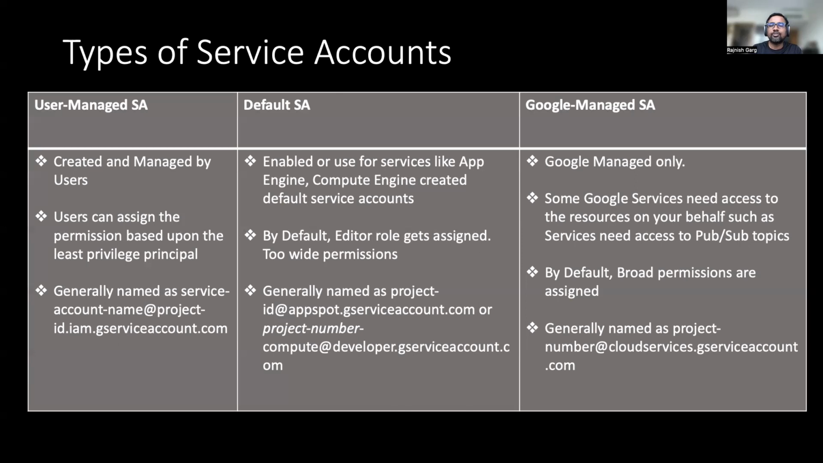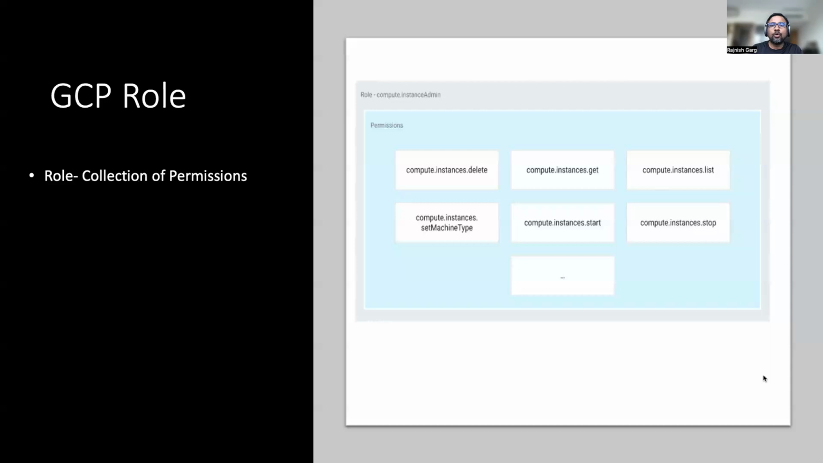The last category is called Google-managed service account. As the name suggests, behind the scenes, Google services have to act on your behalf. That's where this service account gets used. Typically these service accounts also get very broad permissions, and it is typically named as project-number@cloudservices.gserviceaccount.com. So this is a little bit about the three different kinds of service accounts. So let's look into the roles.